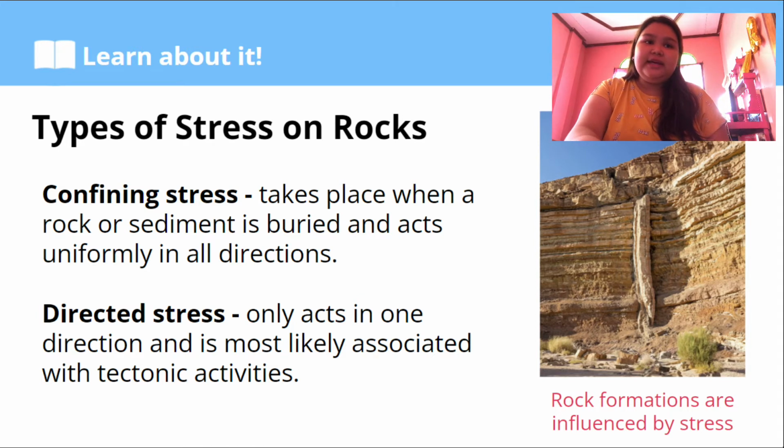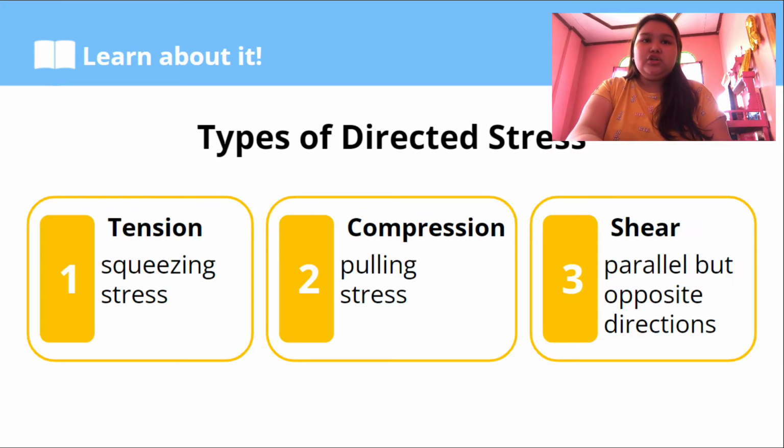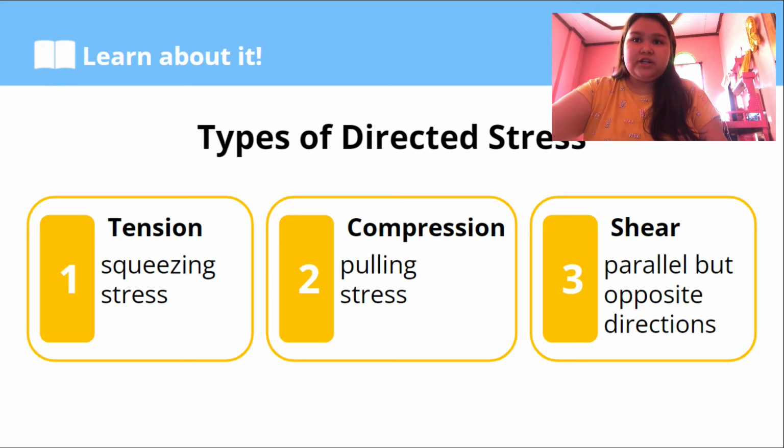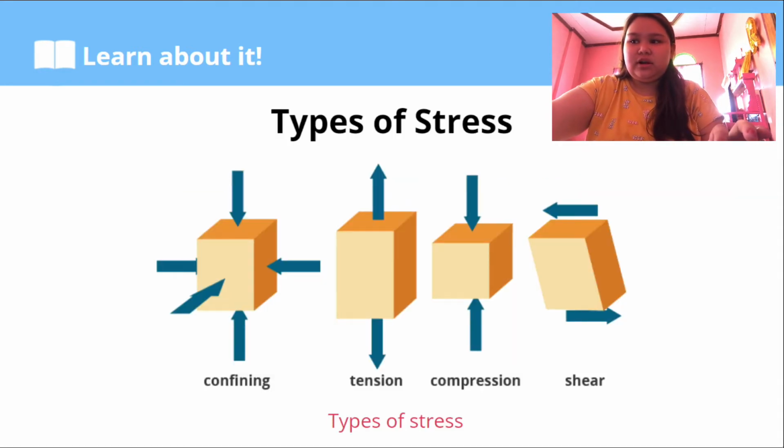On the other hand, there is directed stress. So directed stress only acts in one direction and is most likely associated with tectonic activities. So there are three types of directed stress, which are tensional, compressive, and shear stress. So these are the diagrams or the pictures.